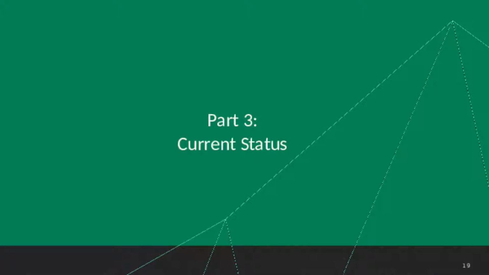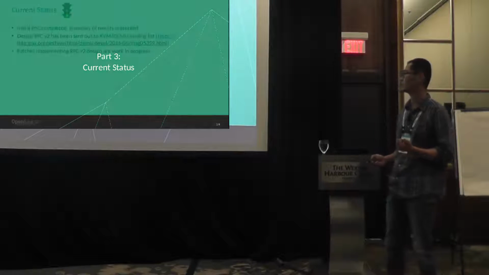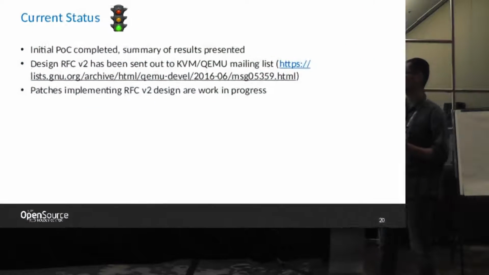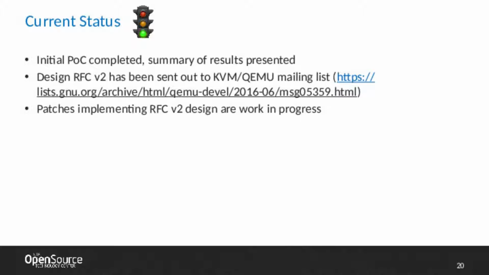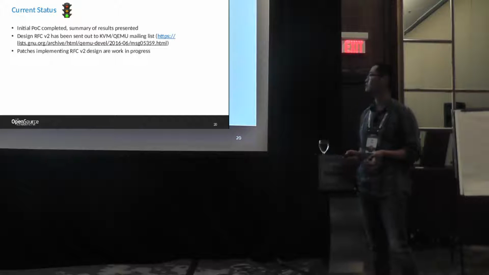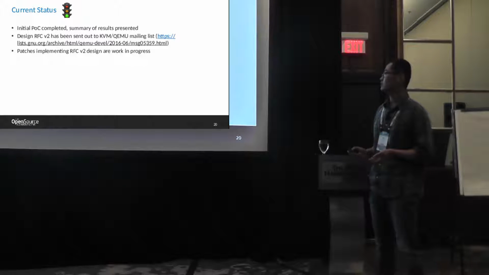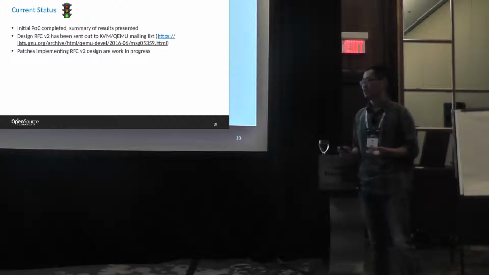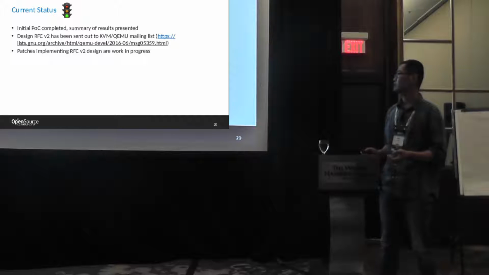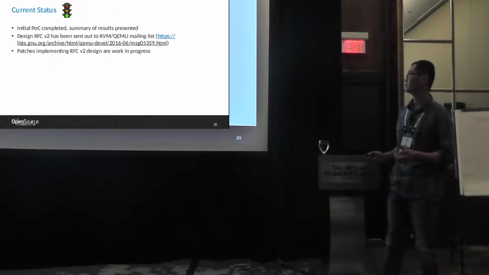So here is the last part. I will summarize the current status of our work. Currently, everything is going well, and we've done initial POC work, and the results have been shared. I've also sent out the design RFC v2 to the QEMU and KVM mailing list. In the meantime, I've started to implement this RFC v2 design.